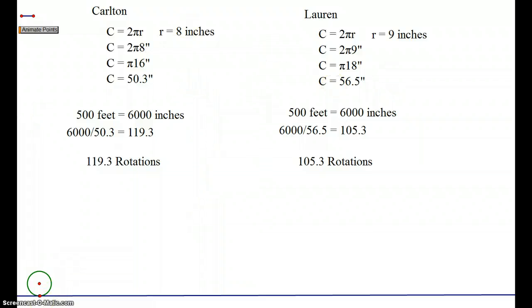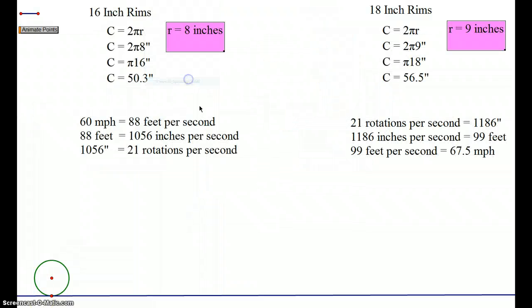So now that we know about bike tires, let's talk about car tires. We have two different car tires. One is going to be 16-inch rims, and the other one is going to be 18-inch rims. We want to know, if I had a car with 16-inch rims and upgraded it to 18-inch rims, how much faster would it go?